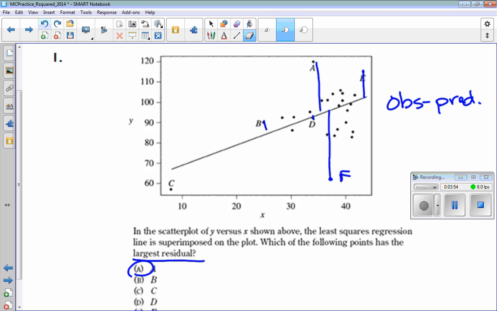Let's see where C is. I didn't see C, hang on. Is there a C? Yeah. Oh, here, yes. C would be negative residual, and as well would D.